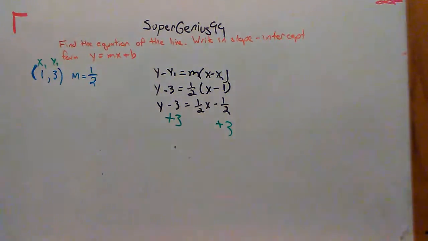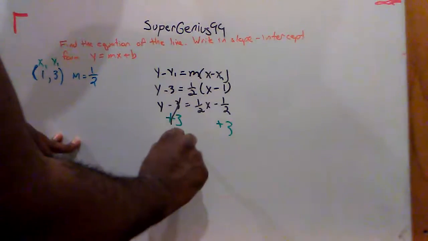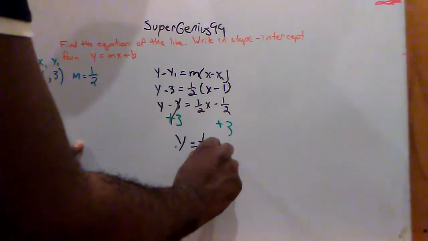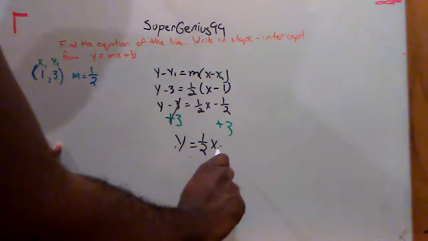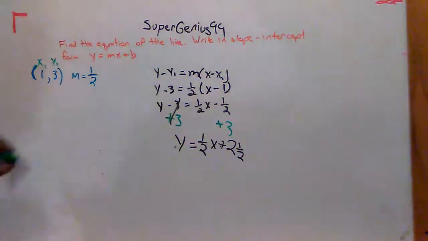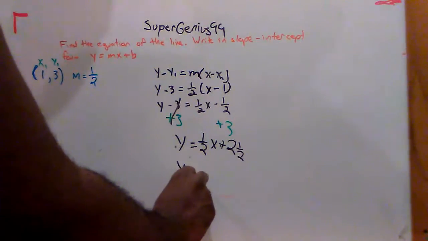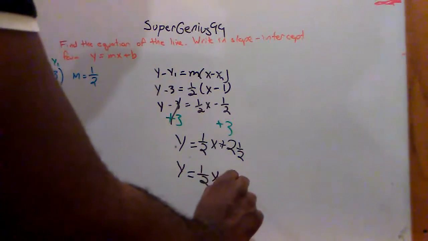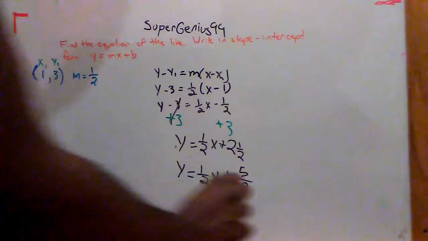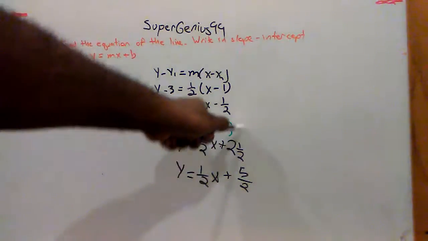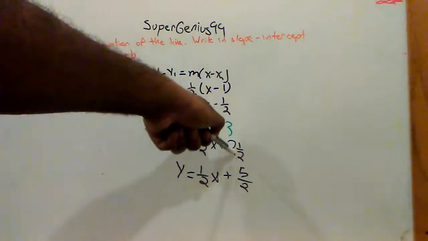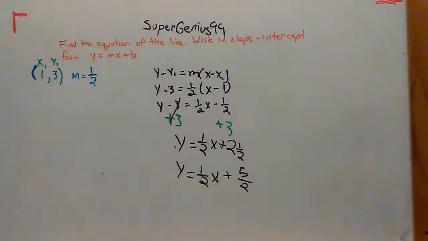Okay, and then minus 3 plus 3 cancels. And then a negative 1/2 plus 3 is 3 minus 1/2, which is 2 and 1/2, or if you want to write it as an improper fraction, what does it look like? Yeah, y equals 1/2 x plus 5/2. How do we get 5/2? This 2 down here times the big 2 there is 4. Add it to the 1. 2 times 2 is 4, plus 1 gives you the 5. Okay, let's look at another one.